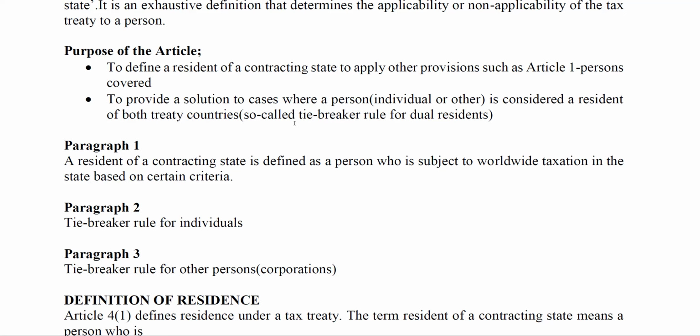Are we okay? Now, you remember that I told you that you should be a resident of either of the states or both of the states, right? To enjoy benefits in a treaty. And that is what persons covered, Article 1, talks about, right? Now, to provide a solution to cases where somebody is a dual resident, you have to apply the tiebreaker rule. Remember, okay?